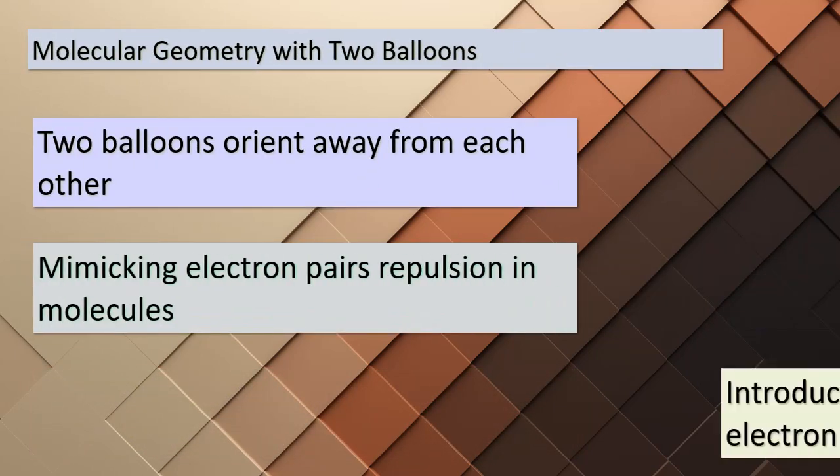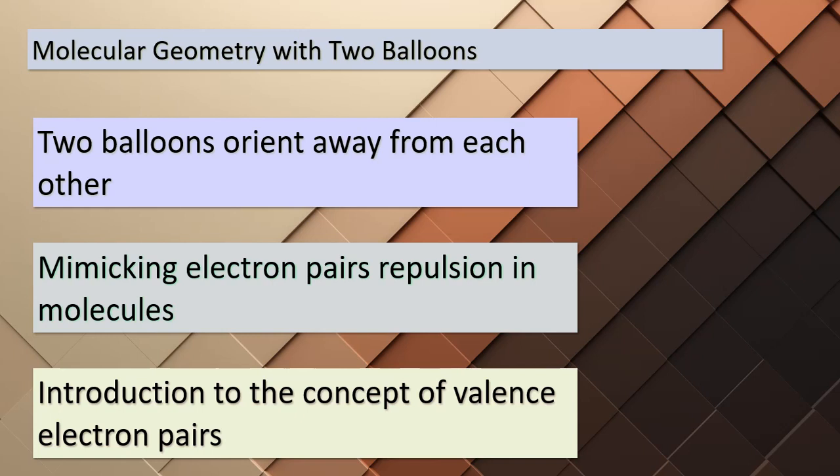Fantastic! In the case of 2 balloons, as we saw in Figure 9.5, they naturally orient themselves to point away from each other. This phenomenon mirrors what happens with electron pairs in molecules. When molecules have valence electron pairs, these pairs repel each other to find a stable arrangement. The VSEPR model helps us predict this molecular geometry. Now, let's take it a step further.